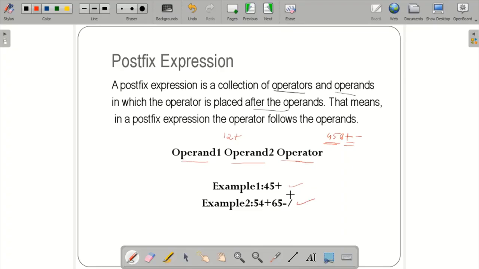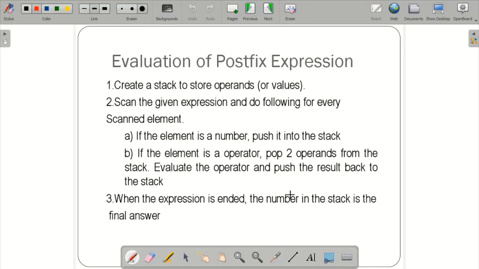Now let us see the algorithm for evaluation of Postfix expression. How the algorithm works, I'll explain while solving the problem, but let us see what things we are going to do. First, you need a stack to store the operands. Don't get confused: operators are plus, minus, and an operand is an integer. So create a stack where you can store the operands.